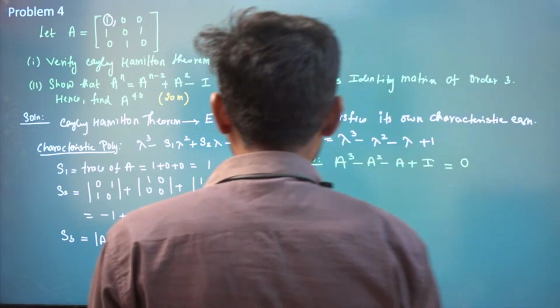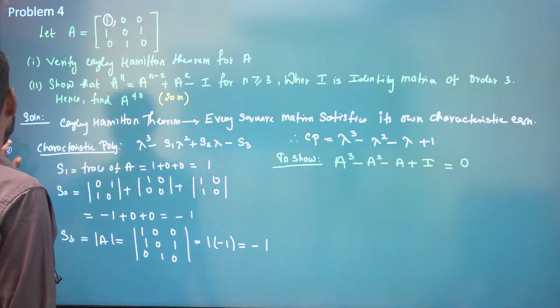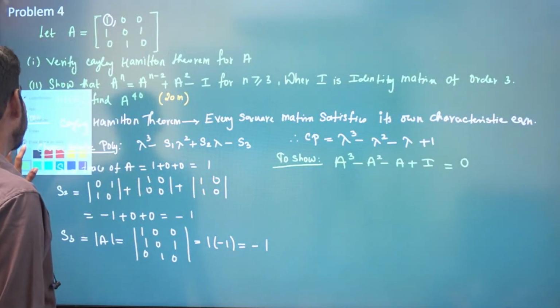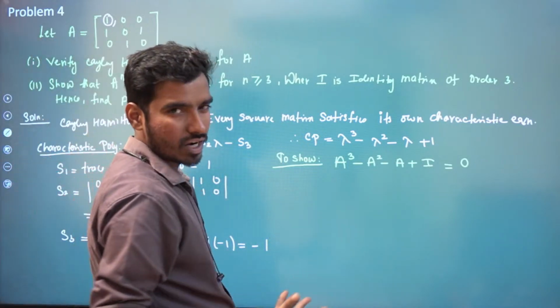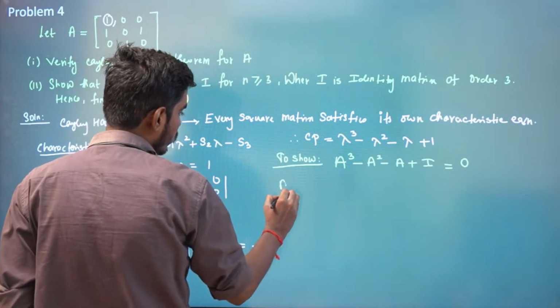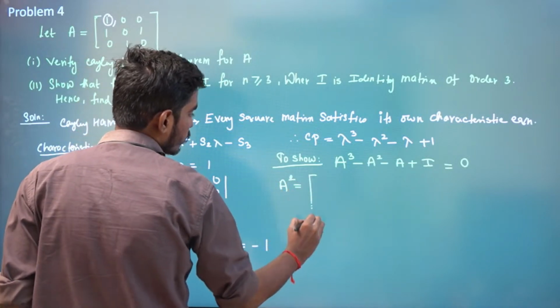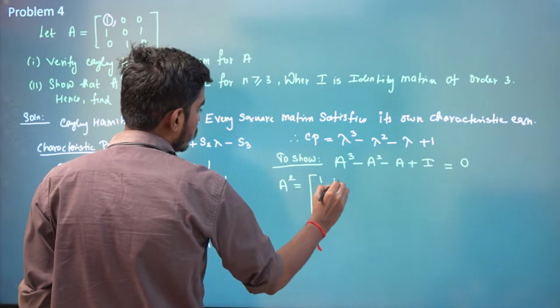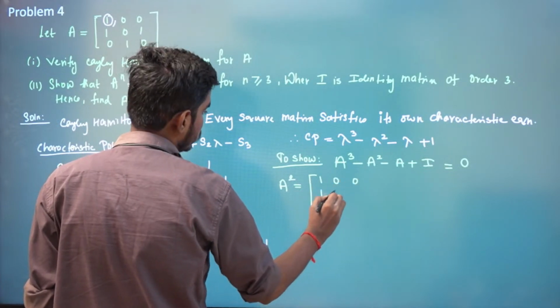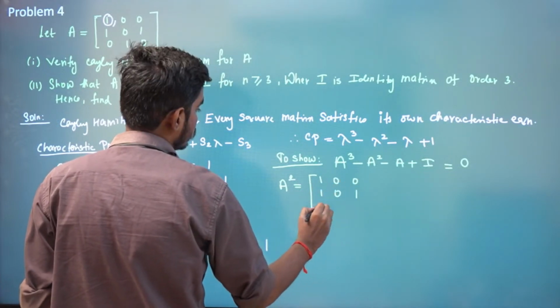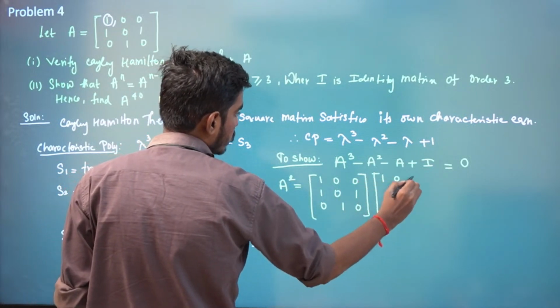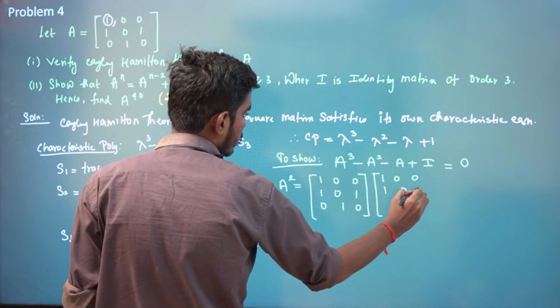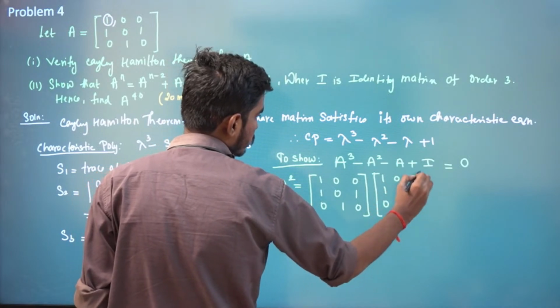So we'll do this now. These are just very elementary, right? You know how to find the product of matrices, right? So first we will find A square. So what is A square? A into A. So 1 0 0, 1 0 1, 0 1 0, multiplied by 1 0 0, 1 0 1, 0 1 0.